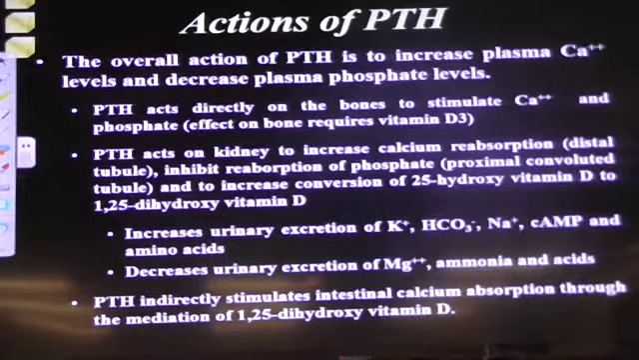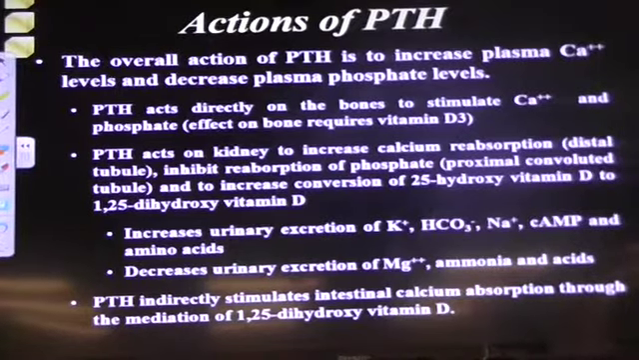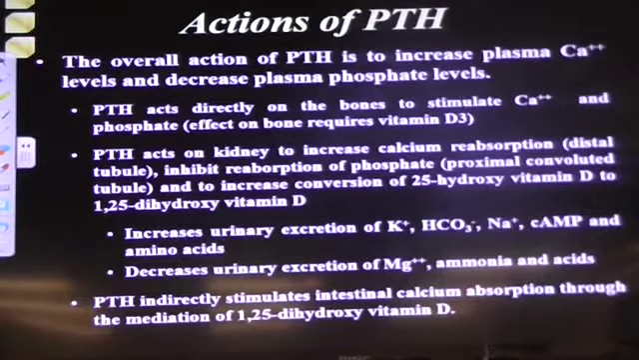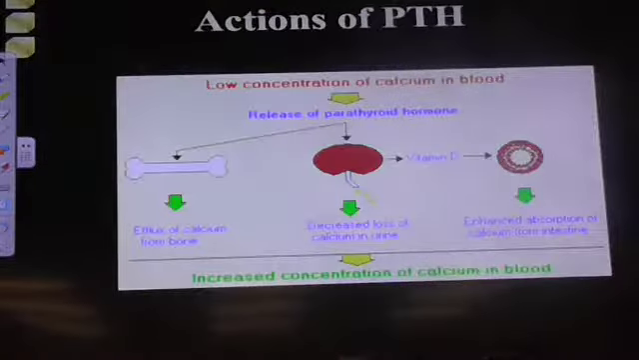Okay. Now, as far as PTH, as we say, it indirectly stimulates intestinal calcium absorption, and it does this mainly through its effect upon vitamin D3, so that the vitamin D3 can go over there and make those carrier proteins to pull calcium in. There is some little direct effect of PTH on the intestines, but it's minimal compared to what the vitamin D is. Okay. And this just summarizes those actions of PTH and what low concentrations of calcium in the blood causes: the release of the parathyroid hormone.